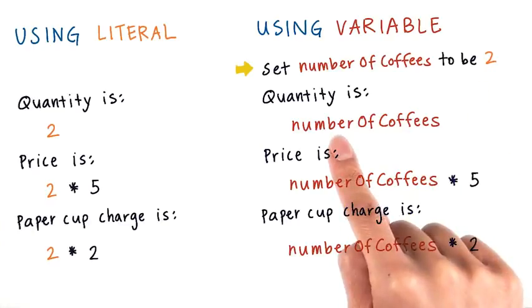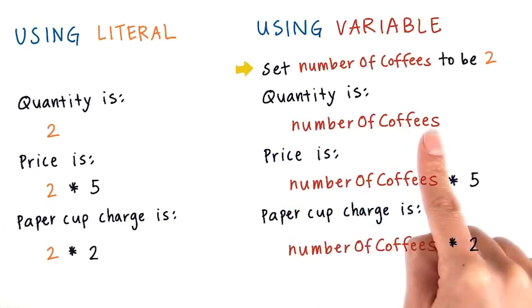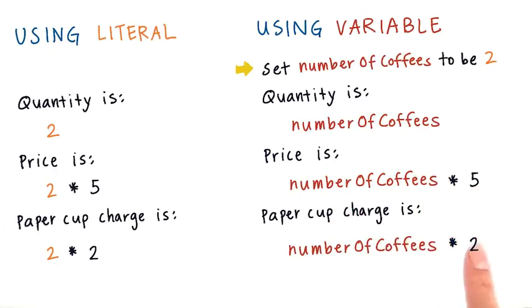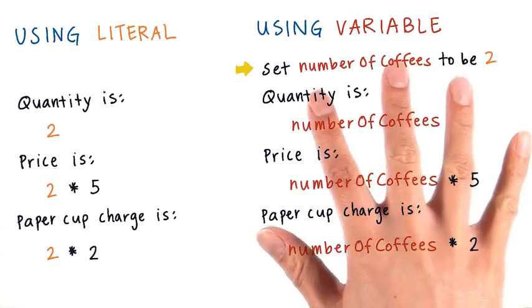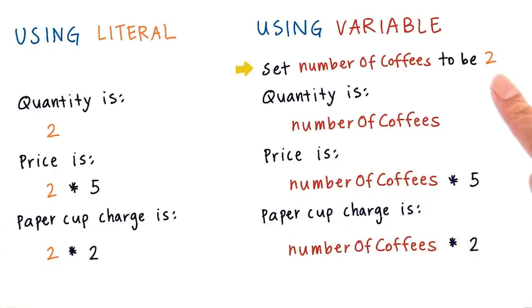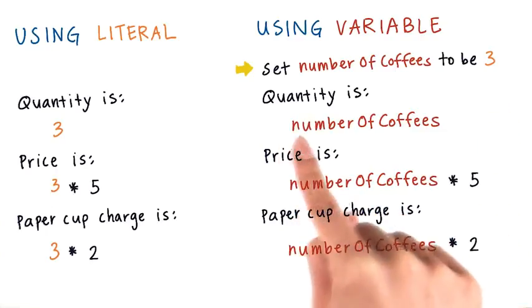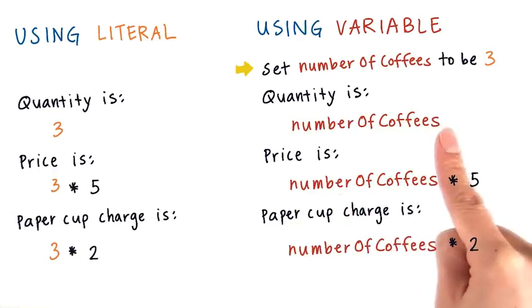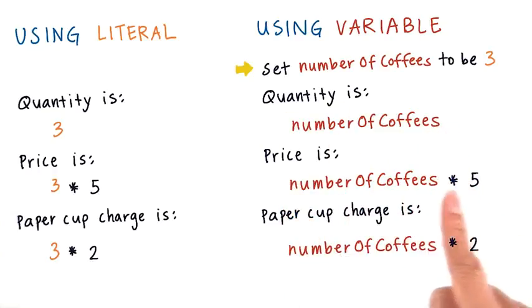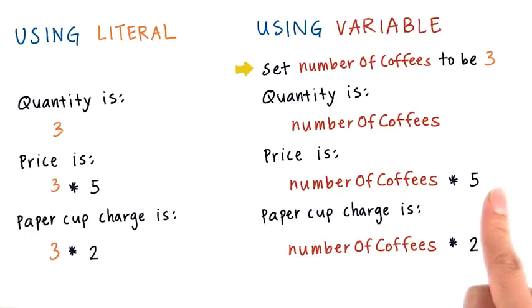The end result is still going to be the same because number of coffees will map to the value 2, so the quantity will still be 2, the price will still be 10, and the paper cup charge will still be 4. The real advantage to this approach is that you can change the variable value at any time. Say I want to change the number of coffees to be 3. I just need to change it in one place here, and then everything else is still accurate. The quantity is still the number of coffees, which now has a value of 3. The price is now number of coffees times 5, and the value is 3 times 5. And the paper cup charge is still number of coffees times 2, which is now 3 times 2.